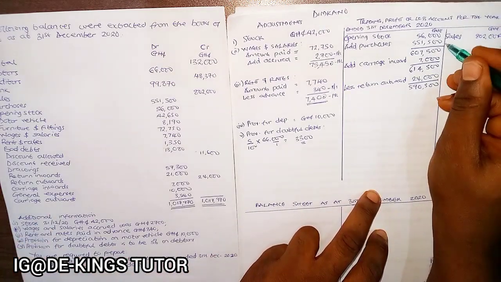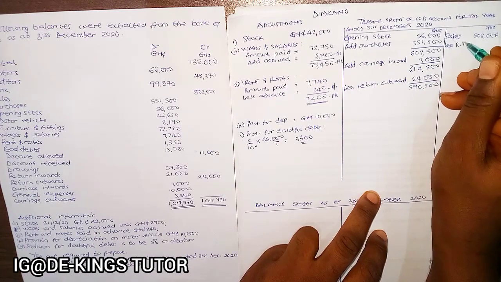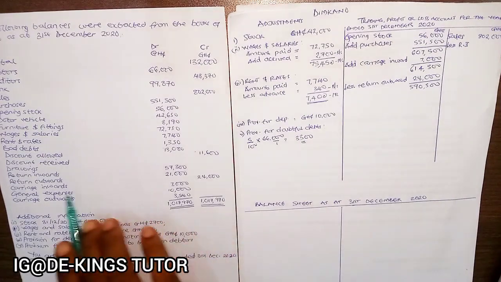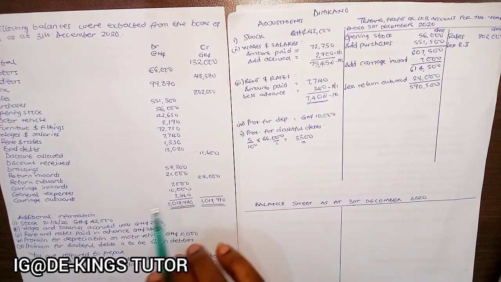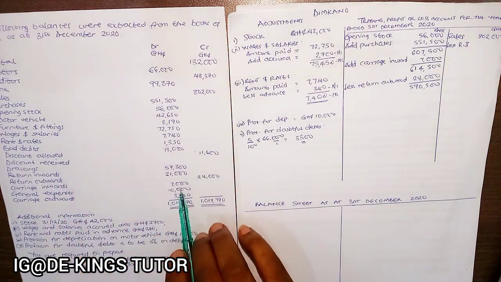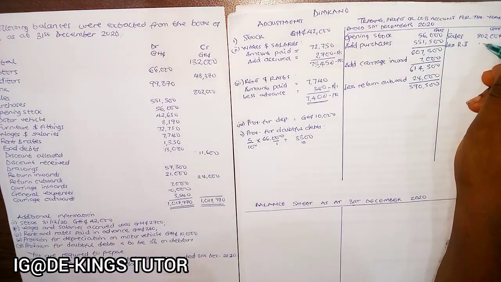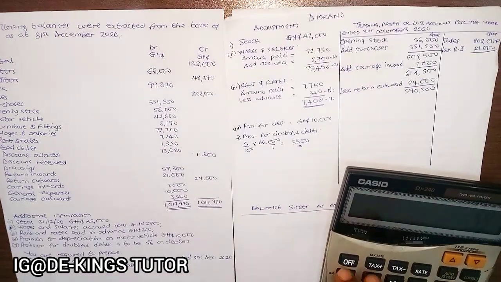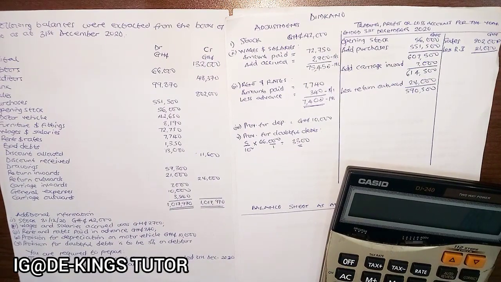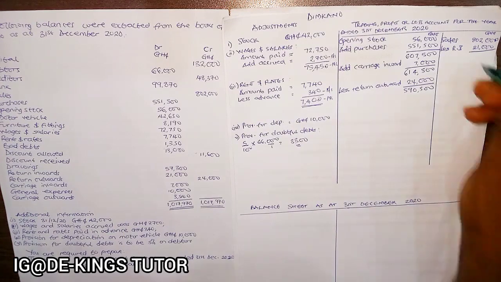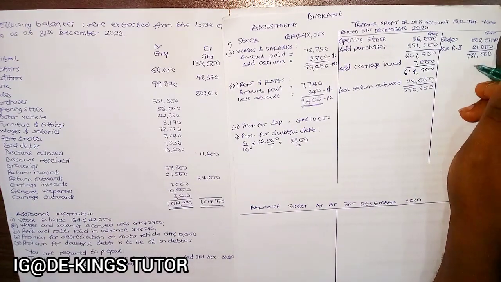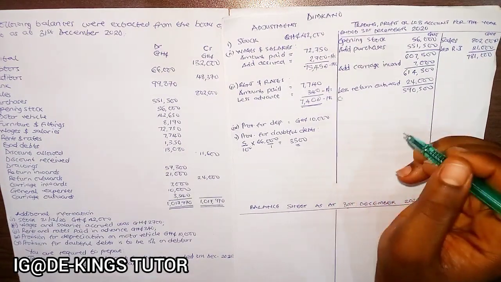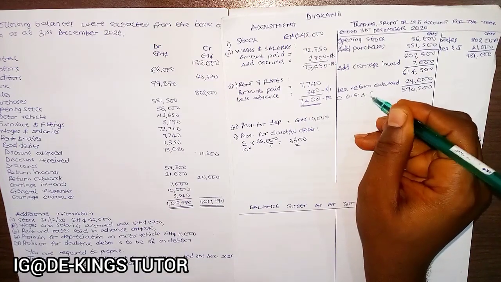Now if you less return inwards. Return inwards will be 21,000. Okay. 802,000 minus 21,000 is 781,000. So this is cost of goods available for sale.